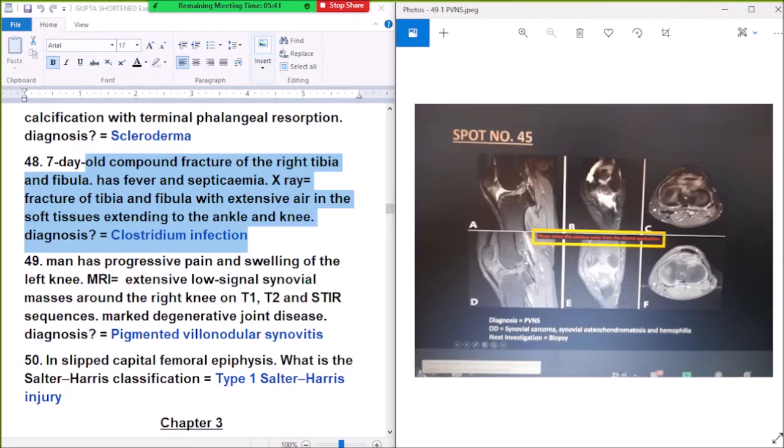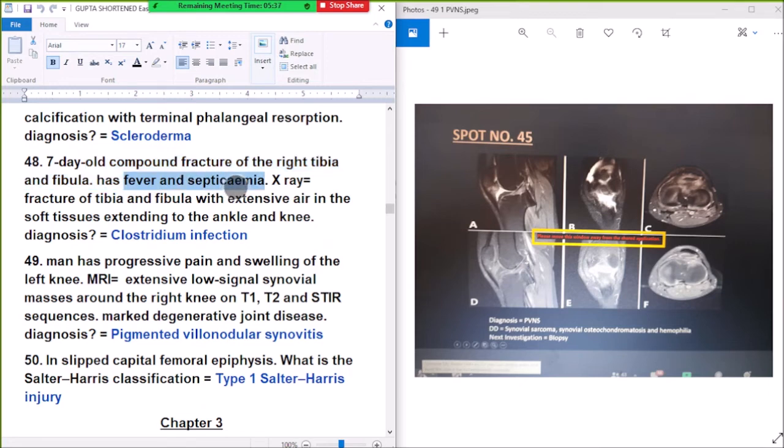It is simple: when he has a fracture of the right tibia and then septicemia, on X-ray there will be a fracture of the tibia and fibula with air in the soft tissue extending to the ankle. Air in the soft tissue is caused by an anaerobic organism, which is Clostridium infection, usually after compound fractures.